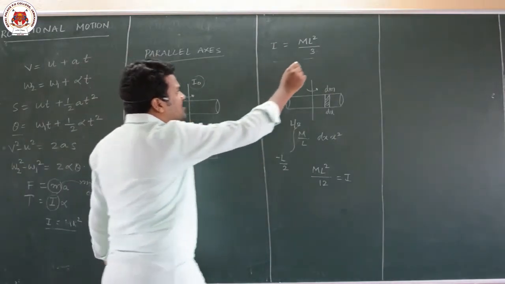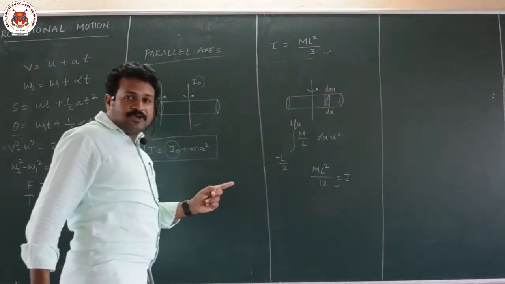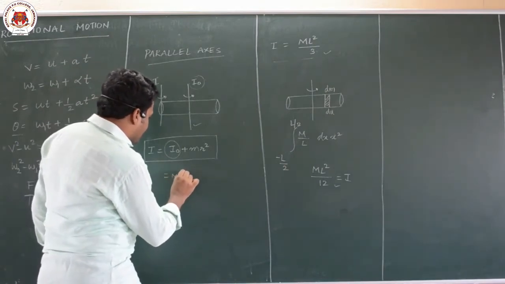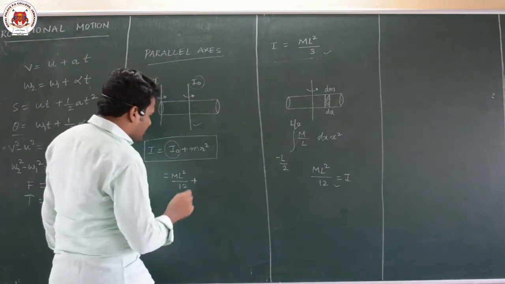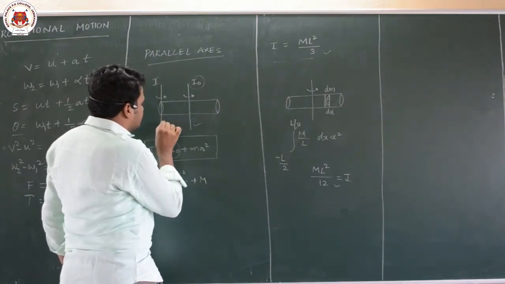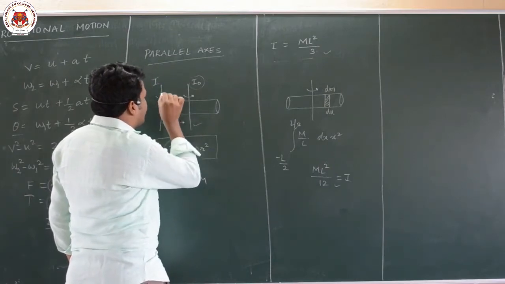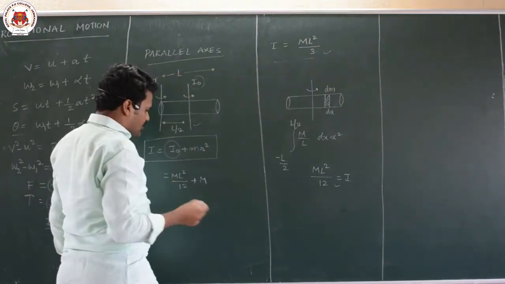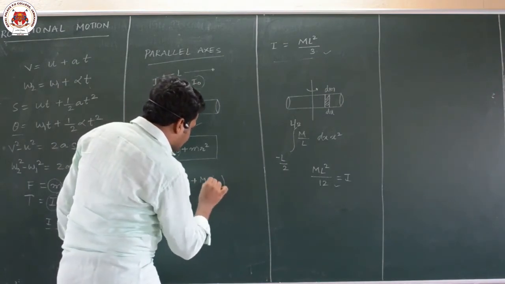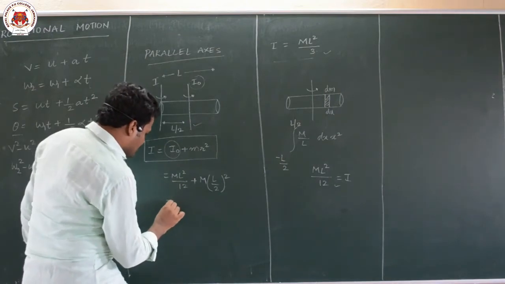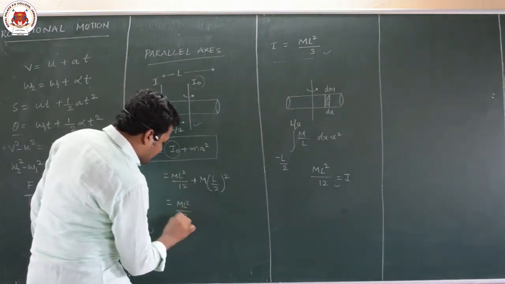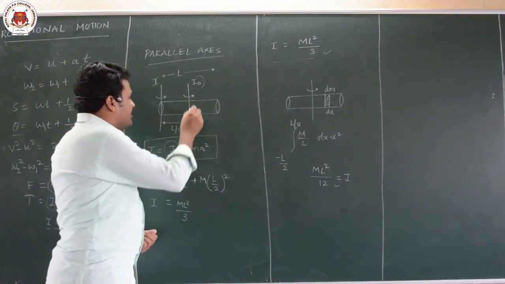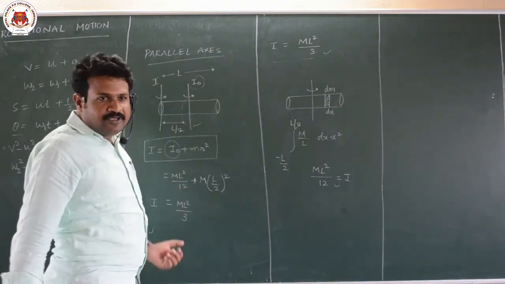In these two formulas, ml square by 3 and ml square by 12, ml square by 12 is the one passing through the center of mass. Therefore, I naught I can take as ml square by 12, plus the mass of the rod m, times the distance squared. I want it at the end, so what is the distance between these two? If the total length of the rod is L, the distance is L by 2. So I take L by 2 whole square. Now add, how much will you get? ml square by 3. This is I. This is how you have to apply the parallel axis theorem. So if you remember only the moment of inertia passing through the center, then you can get the remaining values.